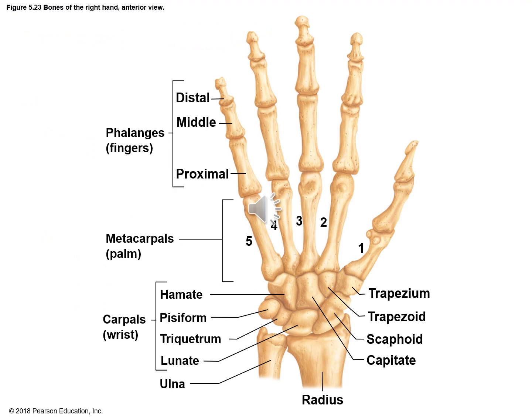Here in the fingers, we notice the phalanges, the distal, middle, and proximal phalanges. We see the metacarpals in the palm of the hand, and we see the carpals. We do not need to memorize all those carpal names.